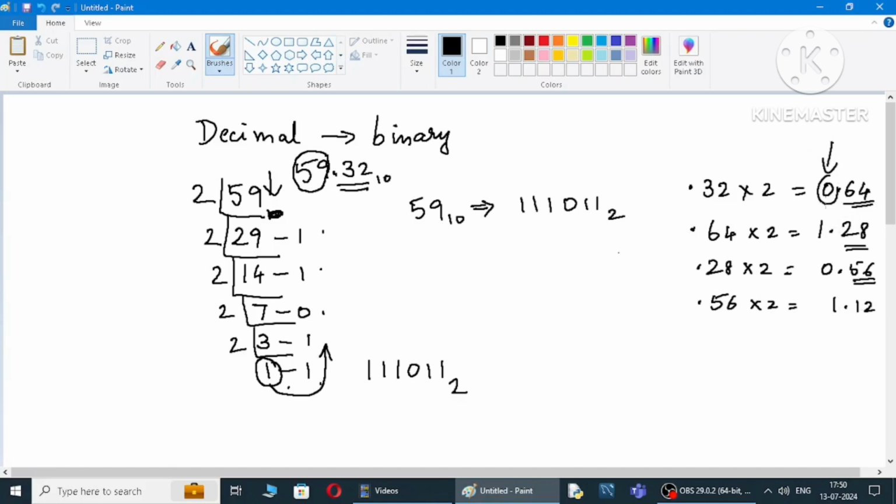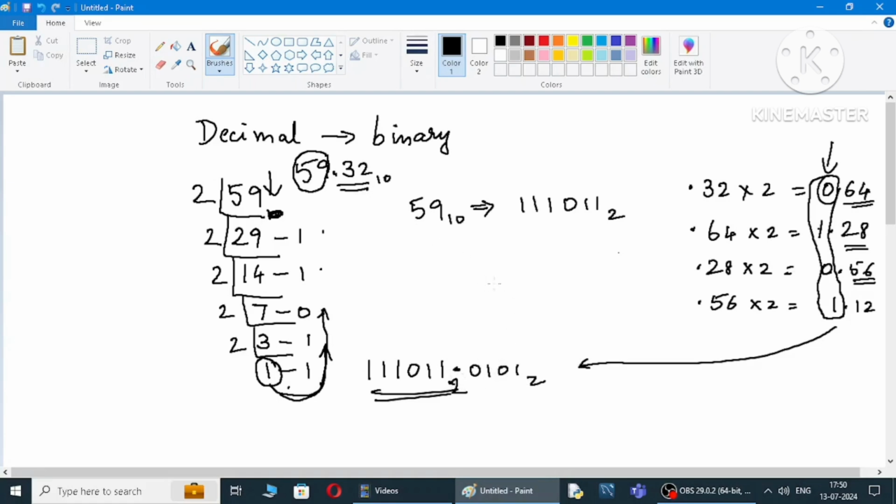Now come from top to bottom, 0101. Take this whole number part alone. This will give you the equivalent. So the number is 111011 dot 0101 to the base 2. So when you have a whole number and a decimal part, the whole number part should be continuously divided by 2 and the remainders alone are taken from bottom to top.